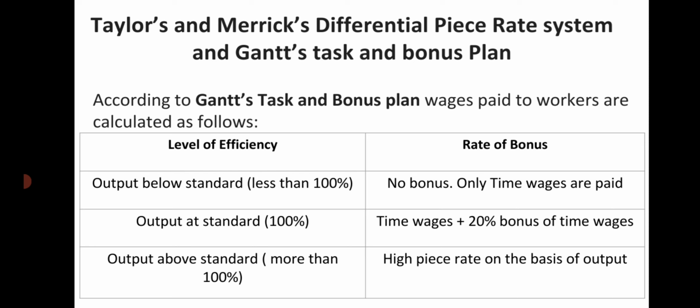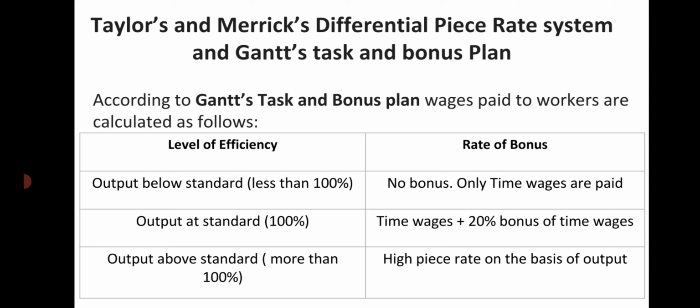And Gantt's task bonus plan, he suggests in a different way. According to Gantt's task bonus plan, wages are paid to the workers as follows: level of efficiency, rate of bonus. If the worker is below standard or less than 100% efficiency, no bonus, only time wages are paid. He will be given only time wages, but no bonus is provided to him. If his efficiency is at standard or at 100%, he will be given time wages plus 20% bonus of the time wages.